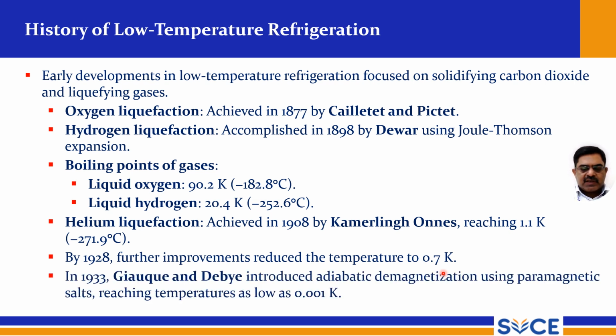In 1933, Giauque and Debye introduced adiabatic demagnetization using the paramagnetic salts reaching temperatures as low as 0.001 degree Kelvin. So even he has gone to 0.001 degree Kelvin also. So this is done in the year 1933 by Giauque and Debye.